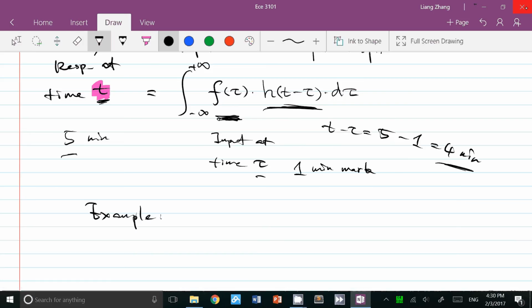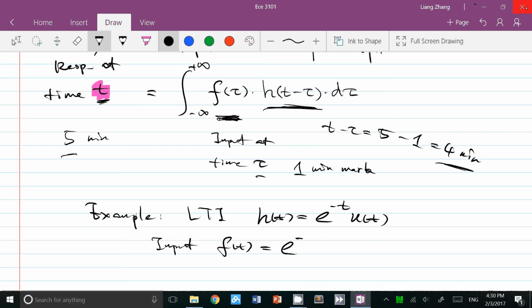Let's assume we have an LTI system which has the unit impulse response h of t equal to e to the negative t u of t. Okay? Now let's assume I have an input signal f of t equal to e to the negative 2t u of t. And my question is, what is the corresponding zero state response to this f of t above?